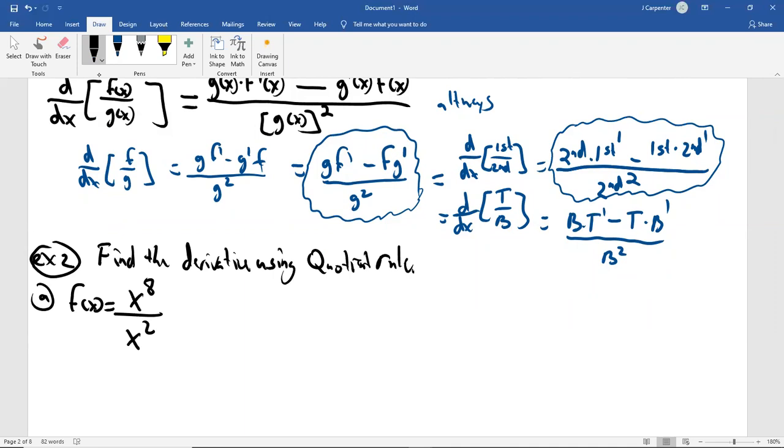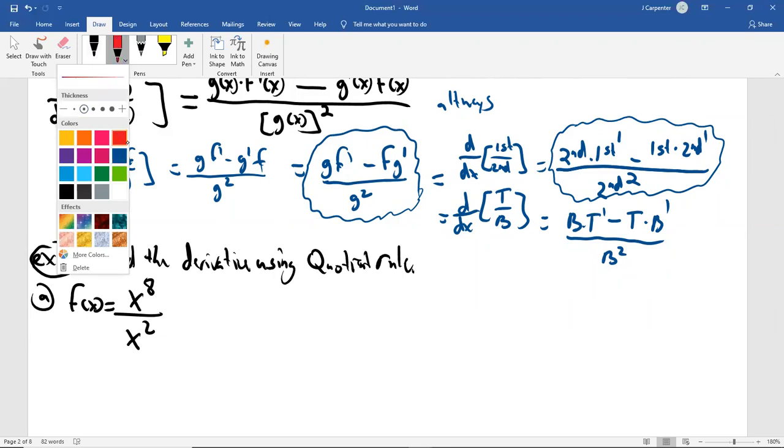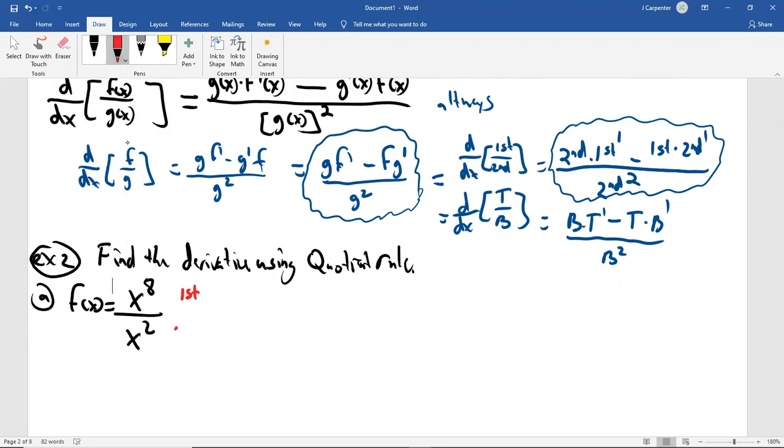So again, I like first and second. If you like top and bottom, just the bottom is the second. So I'm going to call the x to the eighth the first, and the x to the second, which makes the derivative of the first, take the 8 out front, decrease its exponent by 1, and that makes the derivative of the second, take the 2 out front, and decrease its exponent by 1. And again, I'll write the 1 all fancy so you can tell, but I won't write it anymore after this.